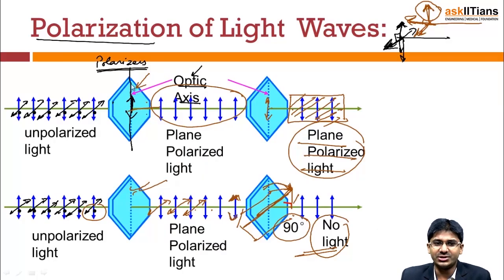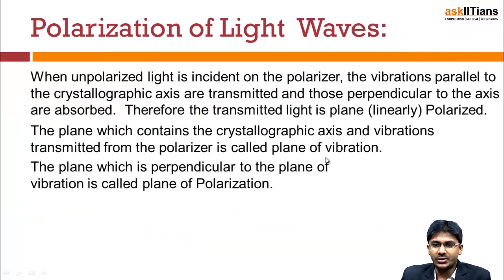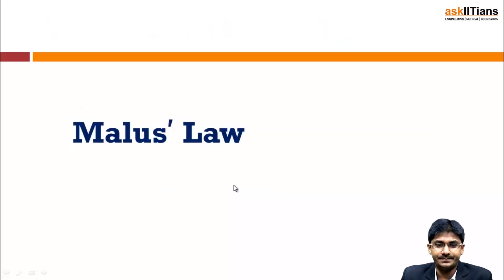In this plane in which it is vibrating, the optic axis is also in the same plane because that is allowing it to pass through. So they are all in the same plane. That plane is called the plane of vibration. And the plane which is perpendicular to that is the plane of polarization. Now we will study an important law, called the Malus law.